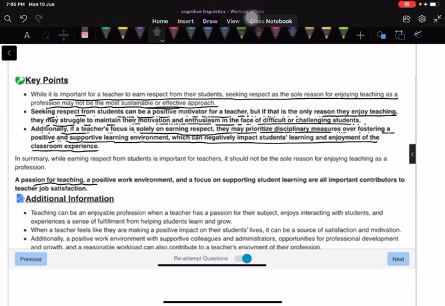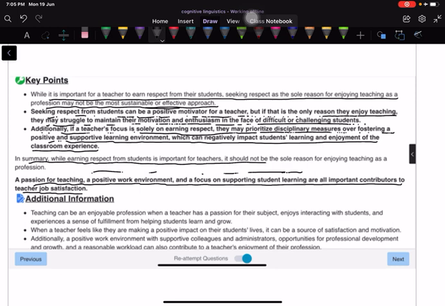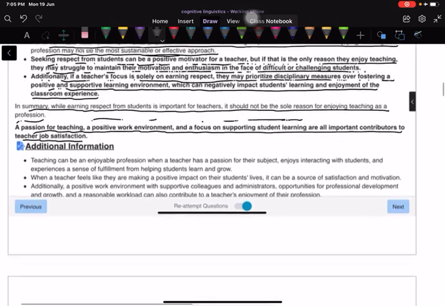A passion for teaching, a positive work environment, and a focus on supporting student learning are all important contributors to teacher job satisfaction. So, in summary, while earning respect from students is important for teachers, it should not be the sole reason for enjoying teaching as a profession.